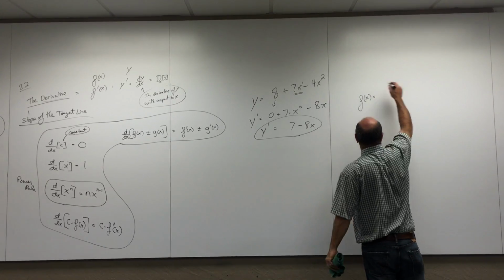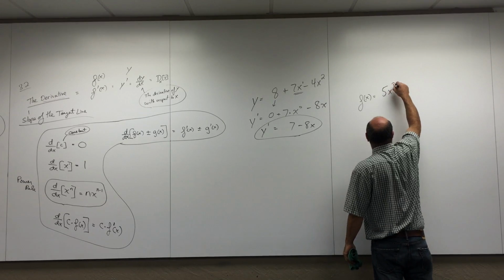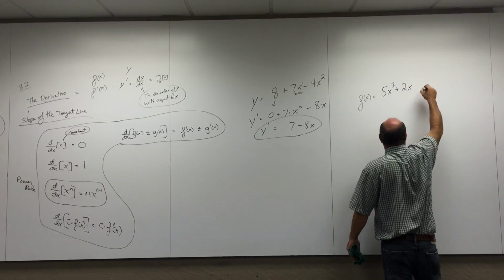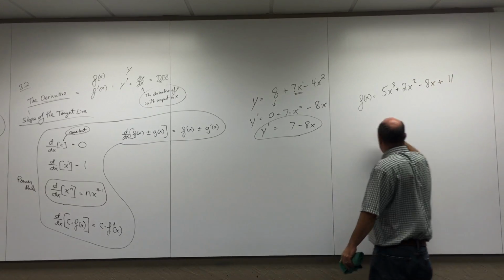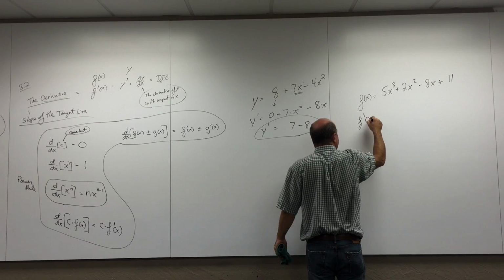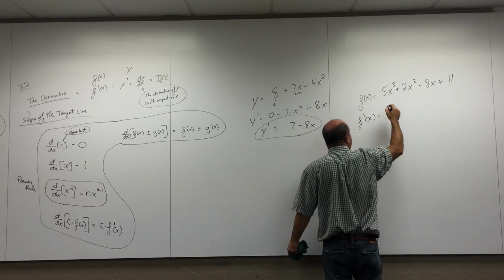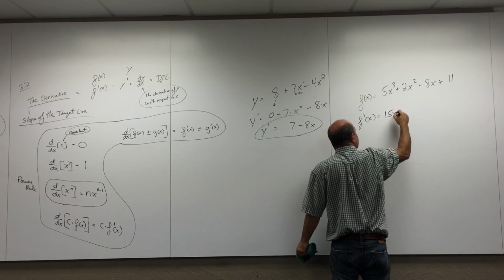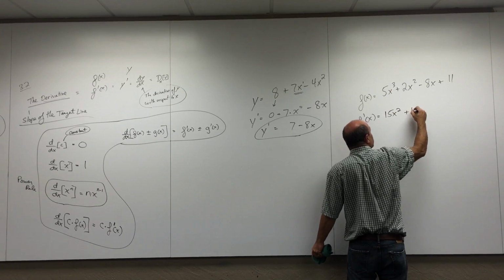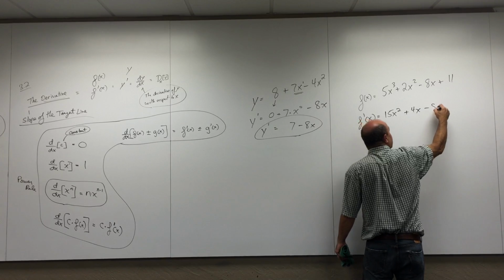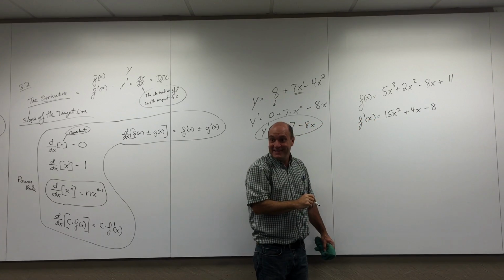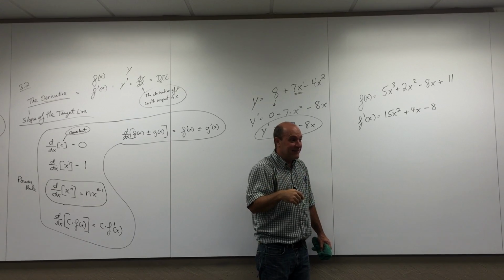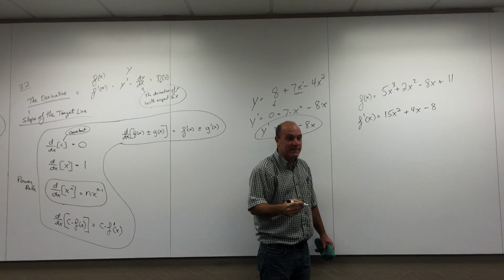So now you can do this. The derivative is. It's so easy, right? Tell me. Shout it out. The derivative is 15x squared. Sweet. Plus 4x. Minus 8. See how cool that is? See how easy it is? This is calculus finally. It's awesome.